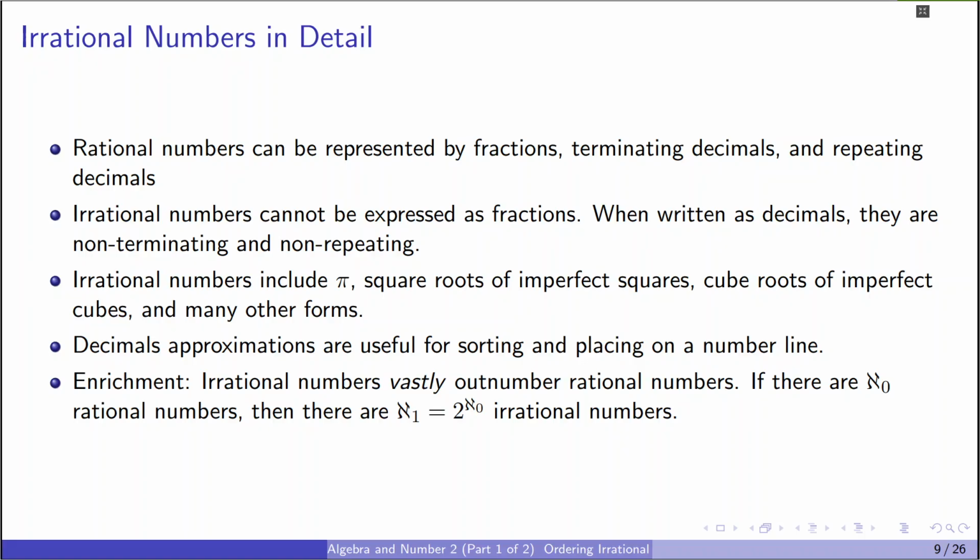Now, a little bit of an enrichment, nowhere close to the provincial curriculum. But there are way, way, way more irrational numbers than rational. Some infinities are bigger than others. So if this aleph subscript 0 is how many rational numbers there are, and there are infinitely many, then 2 to the exponent aleph 0 is how many irrational numbers there are.